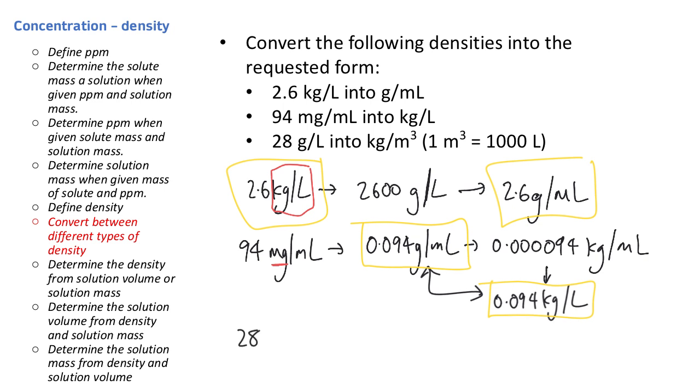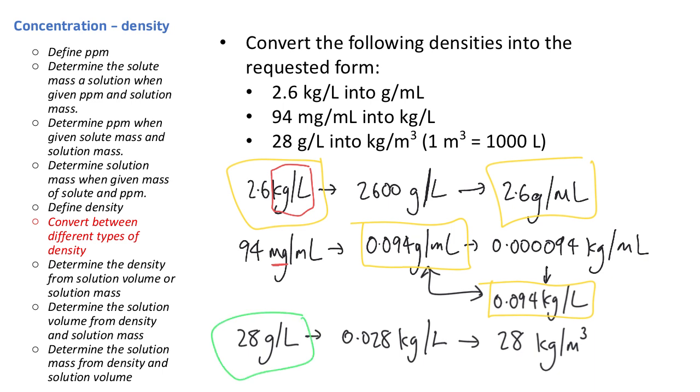So 28 grams per liter. Let's convert that into kilograms. We divide by 1,000 to get the kilograms from grams. That's kilograms per liter: 0.028 kilograms in 1 liter. 1 meter cubed is 1,000 of those, so I'm going to multiply that by 1,000, and it goes to kilograms per meter cubed. So grams per liter and kilograms per meter cubed are the same unit as well.